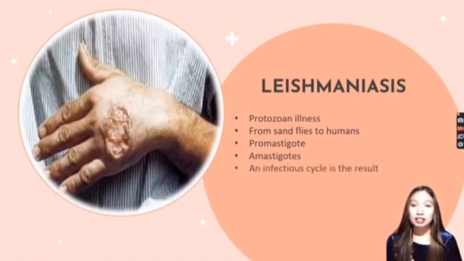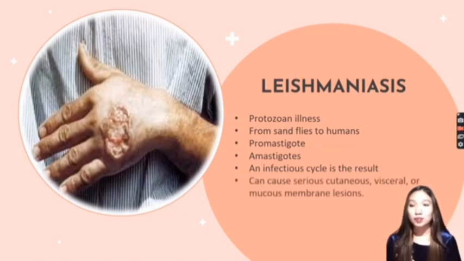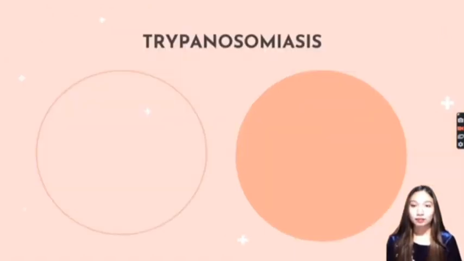Thus, a cyclic pattern of infection can begin, or it is the result of this. And it can cause serious cutaneous, visceral, or mucous membrane lesions. For trypanosomiasis, it is caused by infection with Trypanosoma. Two parasitic protozoal species cause very serious and often fatal diseases in humans.